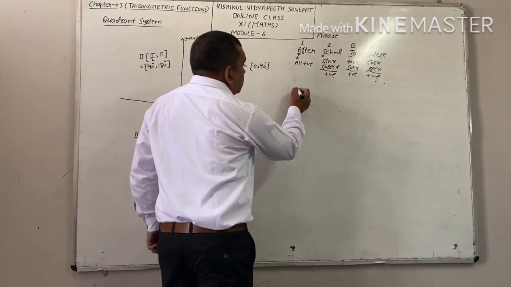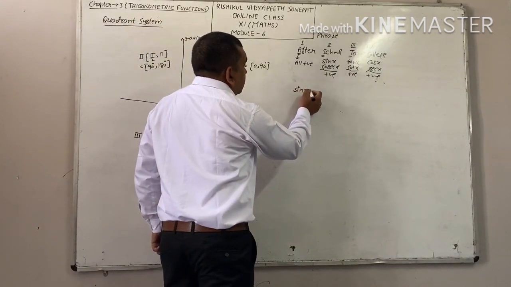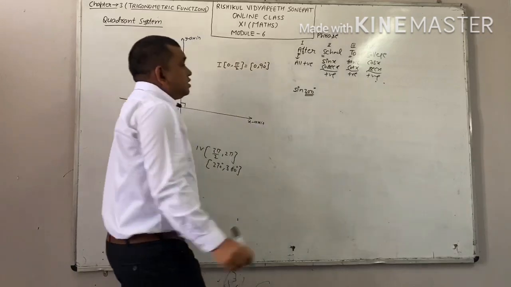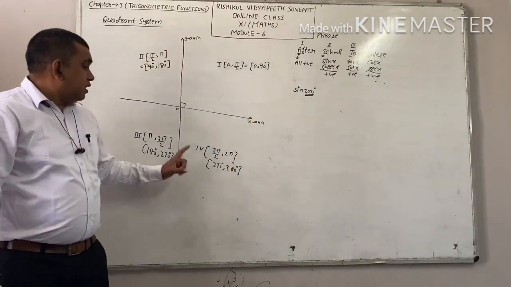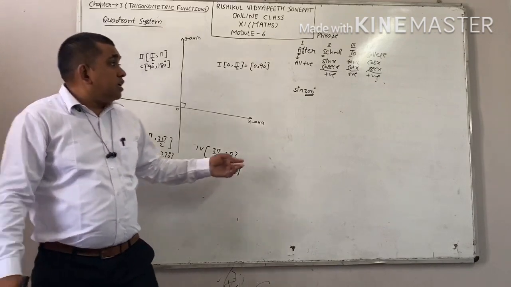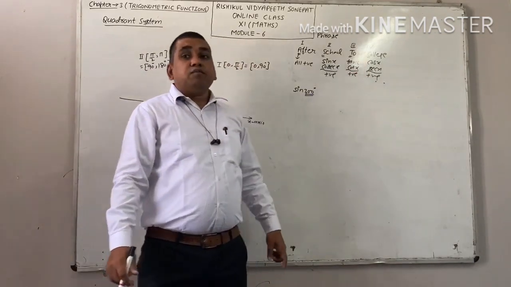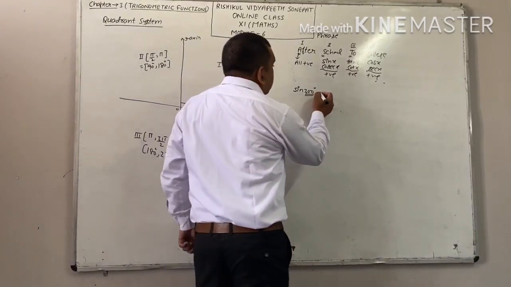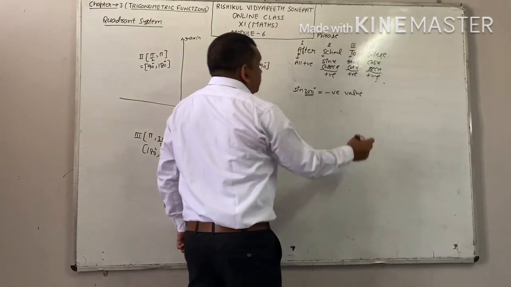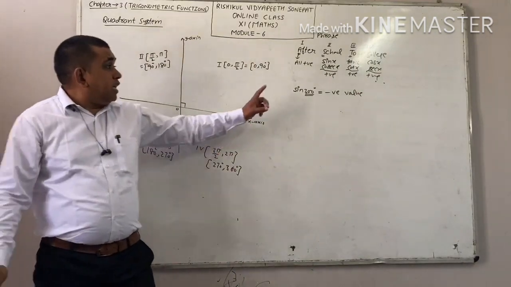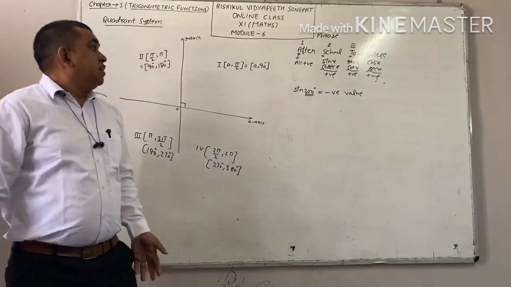Suppose I want to find out the value of sine 300 degree. First of all, I have to check 300 degree lies in which quadrant? 300 degree lies in fourth quadrant, and in fourth quadrant we know very well cos and secant have positive value, therefore sine 300 degree will have negative value. What will be the exact value? This we will study here.